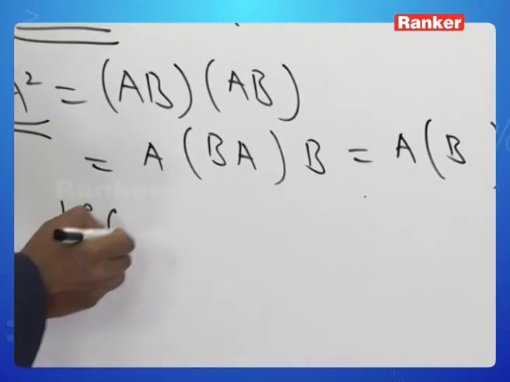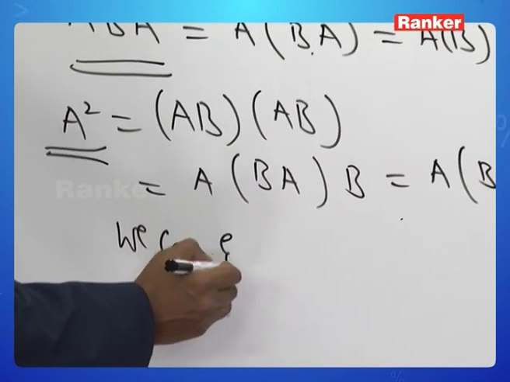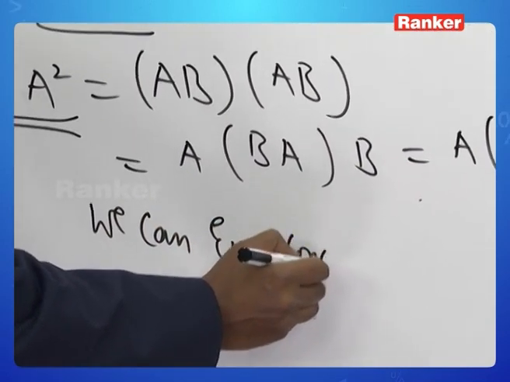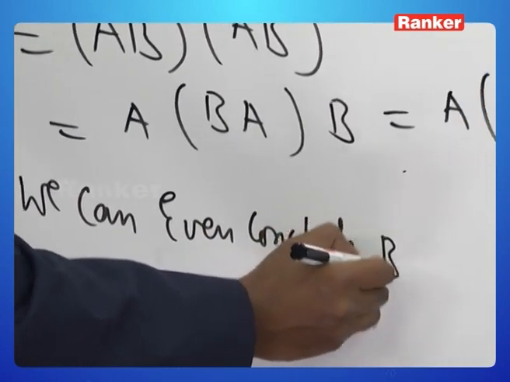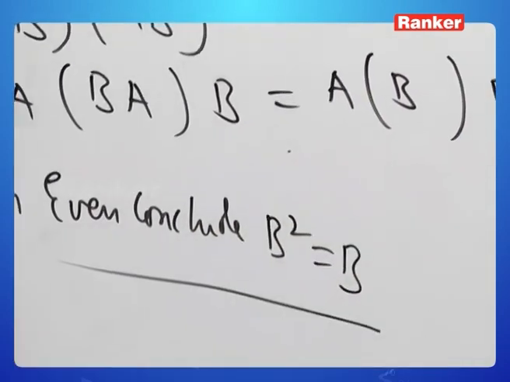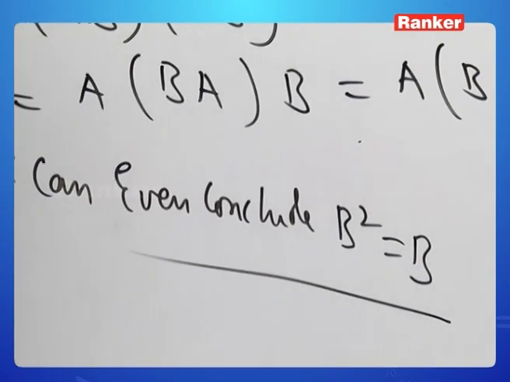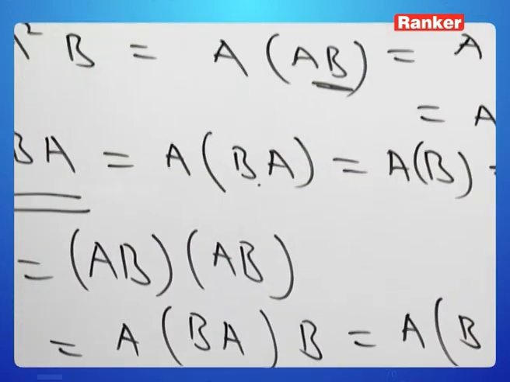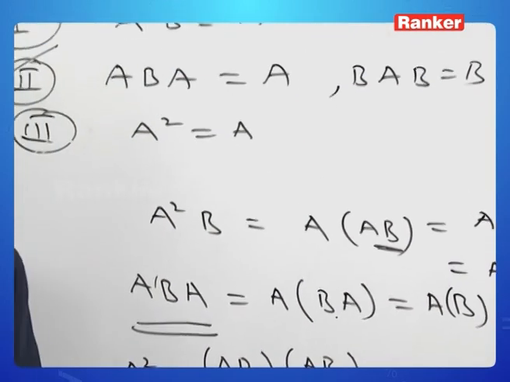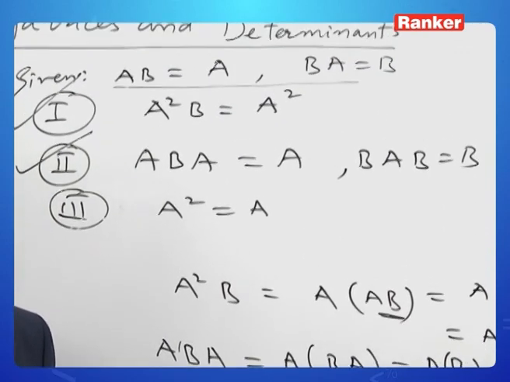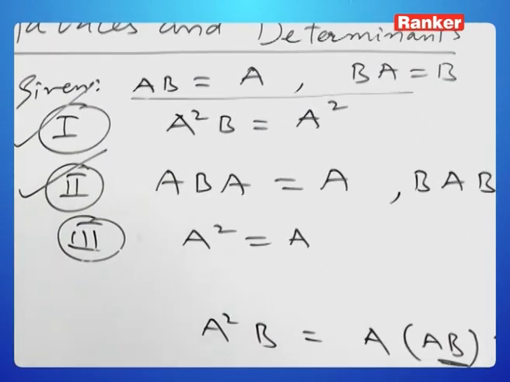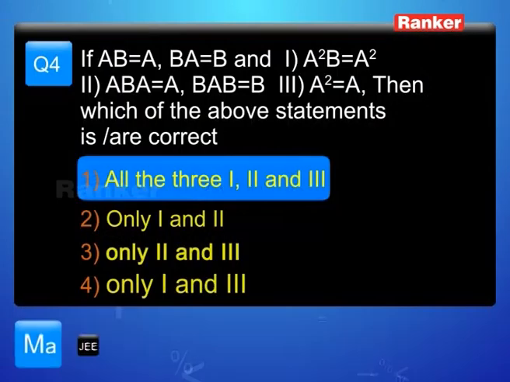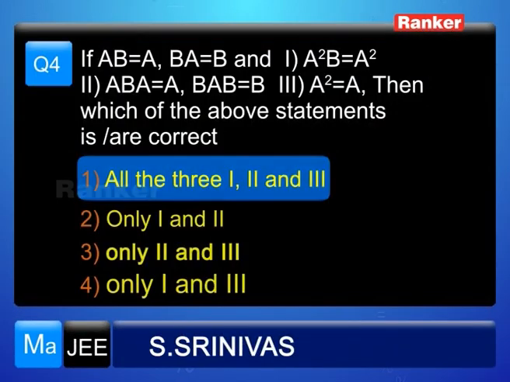We can even conclude B square equal to B. So in this problem, it is mainly this hypothesis that is given, and the manipulation is purely based upon one law, the multiplication of matrices being associative. That's the only thing that we have made use of here, and clearly the answer is that all the three options are correct. Therefore, answer is 1.